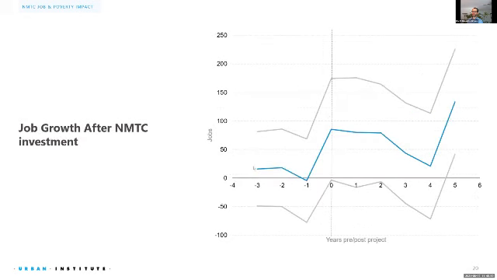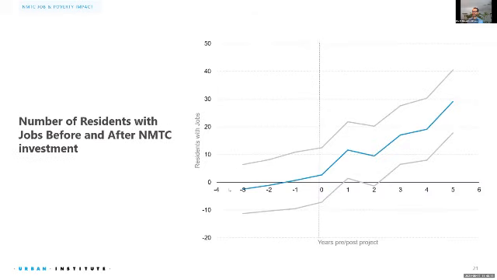And we see it for job growth, there really is not so much a pre-trend. It jumps up at the year the project delivers, but there's not really that pre-trend there. So that gives us a bit more confidence in that result statistically. And in terms of residents with jobs, we see a slow pre-trend, but it looks like perhaps it accelerates after the life of the project.